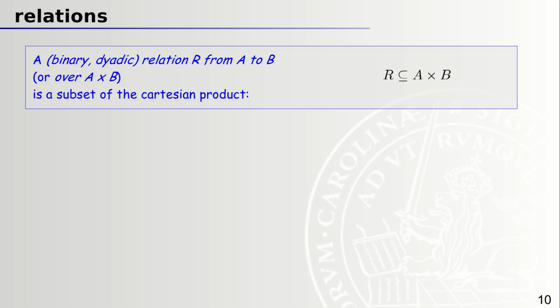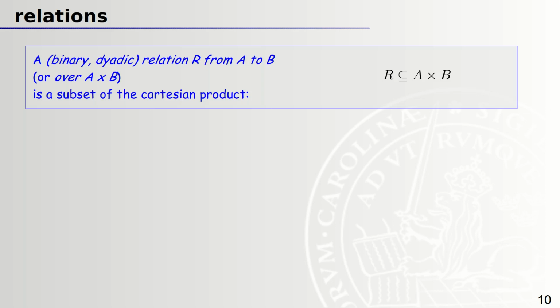A binary relation from a set A to a set B is simply a subset of the Cartesian product A cross B of the two sets. In other words, a binary relation is nothing but a set of pairs where the first component comes from the set the relation is from, and the second from the set the relation is to.